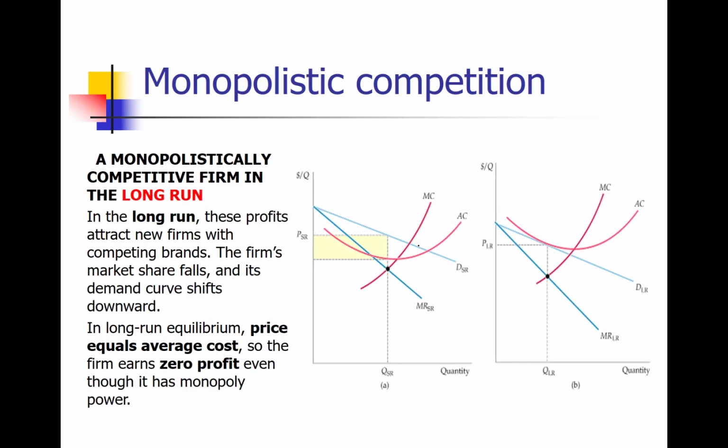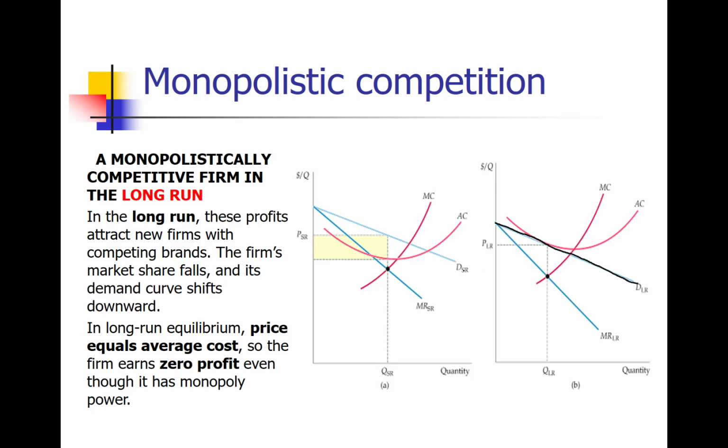So if you have barriers to entry, firms enter, the supply increases, then the price gets driven down. When does entry stop? When there's no more economic profits. So here's the demand curve for the monopolistically competitive firm in the long run. Negatively sloped.